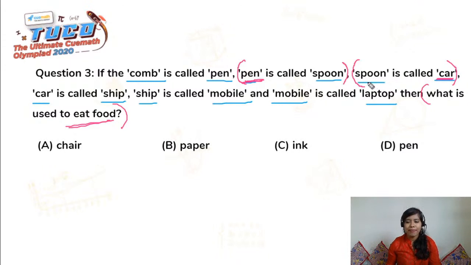But as I told you some time back, the word is always going in the backward order. The spoon is being assigned to the word pen, which means that the actual value is the spoon and it is being coded as pen. If you use spoon is called car, it's the other way around. It means you're telling that car is what you're using to have food, which is incorrect. So you are going to use pen here, and hence option D is the right answer. I hope this was clear to all of you. If you have any queries, please post them in the comment section.